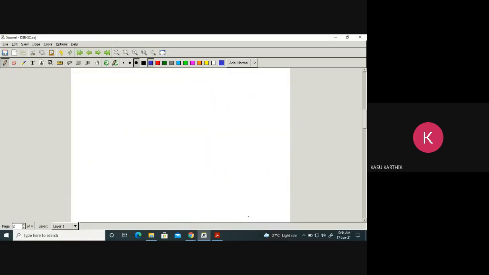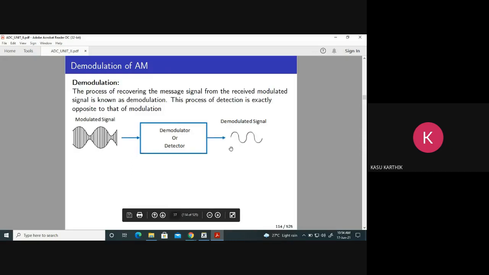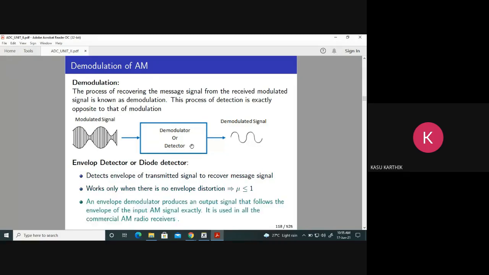Now, let us start today's class. I explained demodulation. What is demodulation? Recovering your message signal from the modulated signal. It will be done by an envelope detector or diode detector, which is very simple. And remember, the ED works fine if and only if mu is less than or equal to 1. If mu is more than 1, you cannot demodulate AM by using this envelope detector.